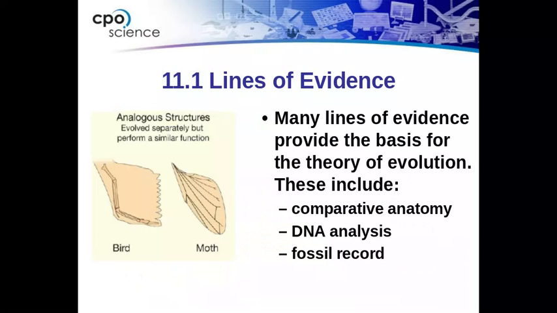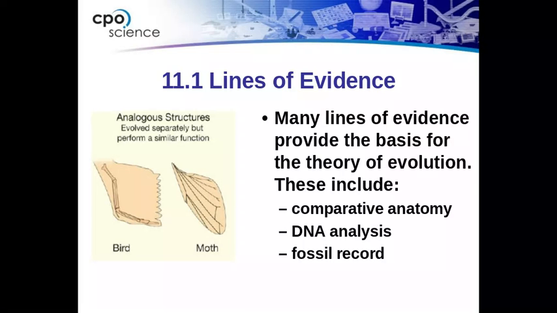So there are many different lines of evidence. Here we have an analogous structure. We just looked at how the bird's wing is put together and how the moth's wing is put together. Now, if we look at those two things, do they do the same job? Of course. Moth wing helps it to fly, bird's wing helps it to fly. Are they put together the same way? Not even remotely. Birds have bones inside. Moths have an exoskeleton around the outside of the wing.